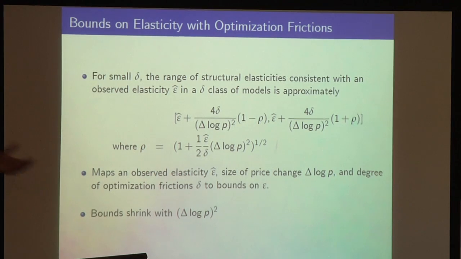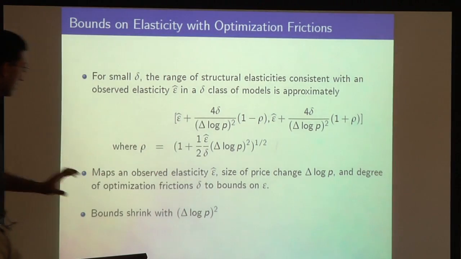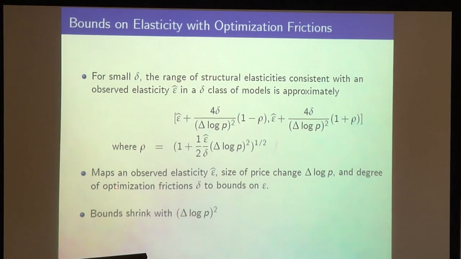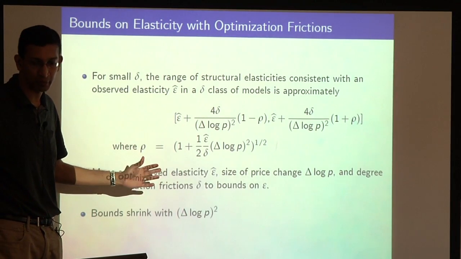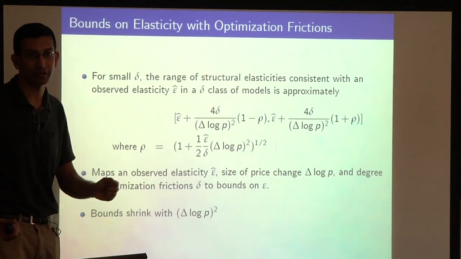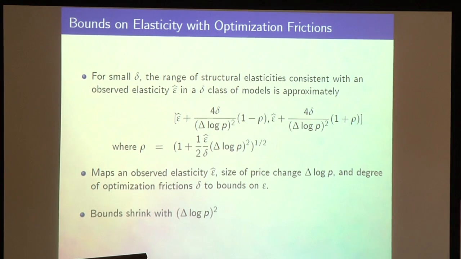Okay, so the formulas look a bit messy, but let me just describe the key intuition here. The point is, it's the simple mapping from these three parameters that we can specify to what the structural elasticity could be. And importantly, this is totally independent of what the underlying model might actually be.